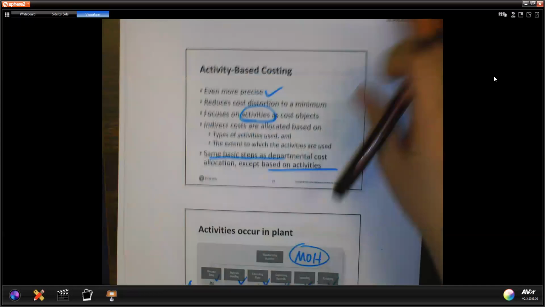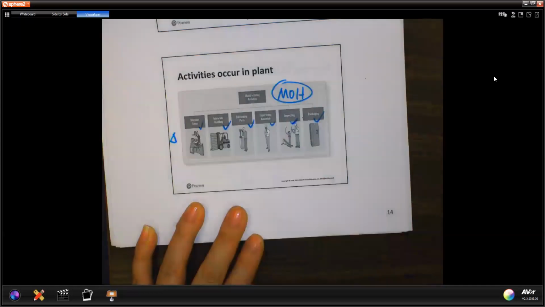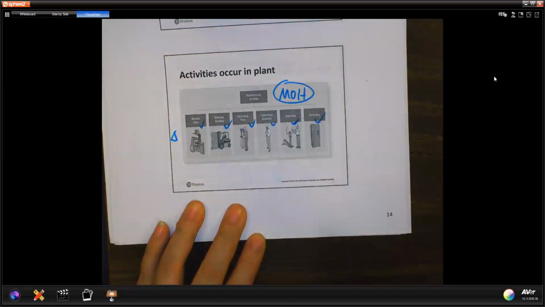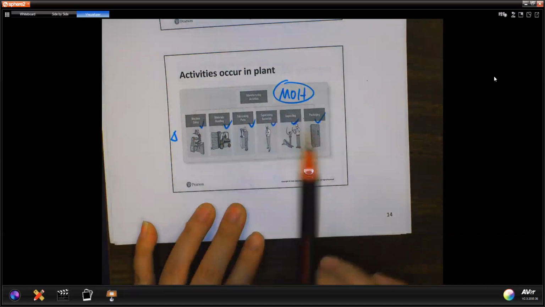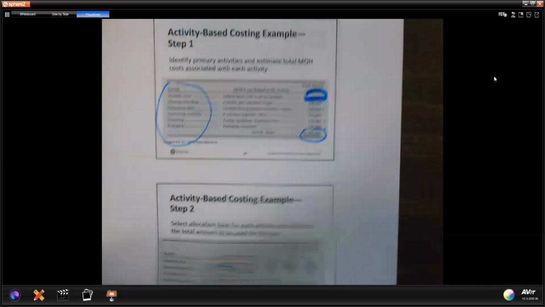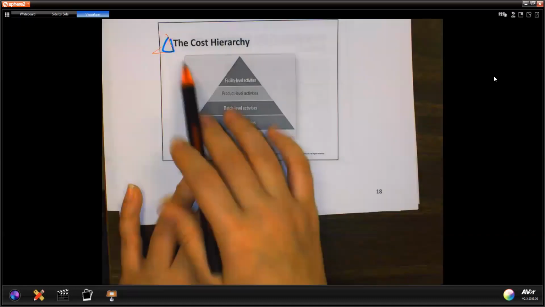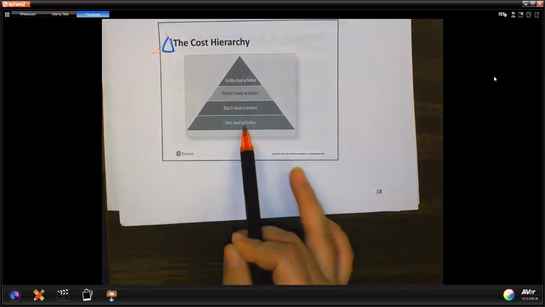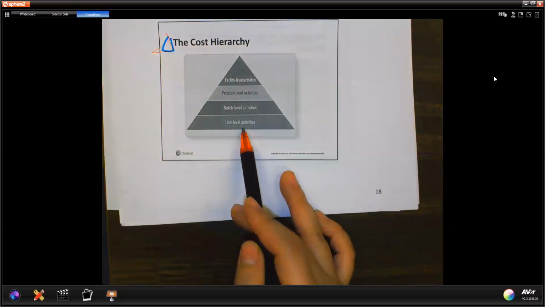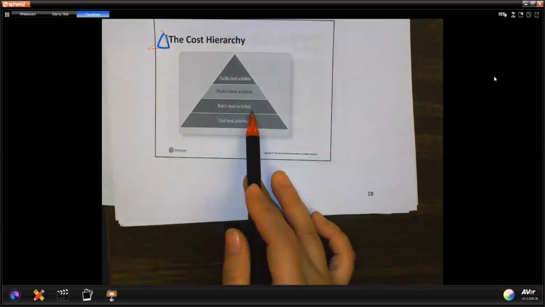Okay. So there are many different things you want to know. First, there are different activities in the plant. You have setup, handling, cutting, supervising, inspecting, and then packing, at different levels. The second thing, I'll skip that one and we'll go back when we do problems. Also make sure you know there is a cost hierarchy. The basic one is unit level, which goes with each unit. If you have more units, you have more cost. Second is batch level, which is related to a batch.